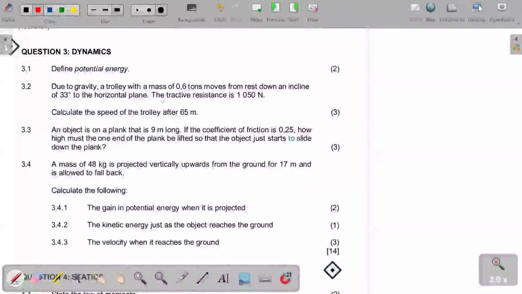Right, so with question 3.1, define potential energy. We define potential energy as the energy that a body possesses because of its relative position with respect to a reference plane and gravity. That's the definition we can give.